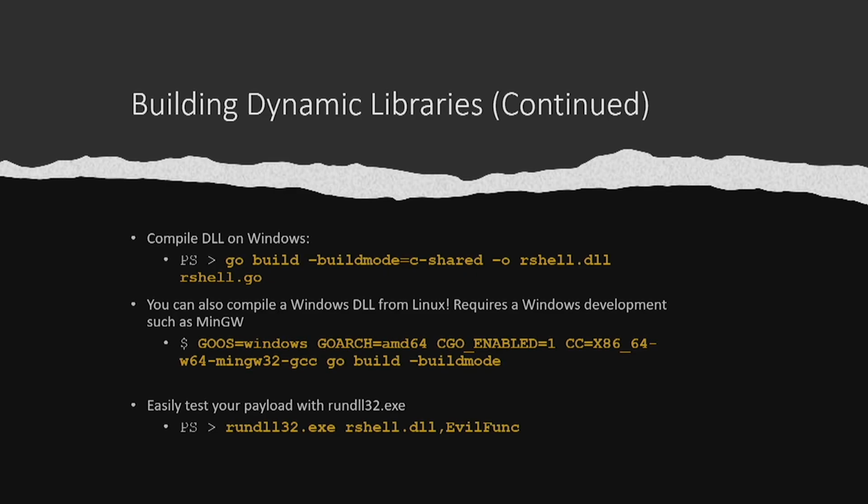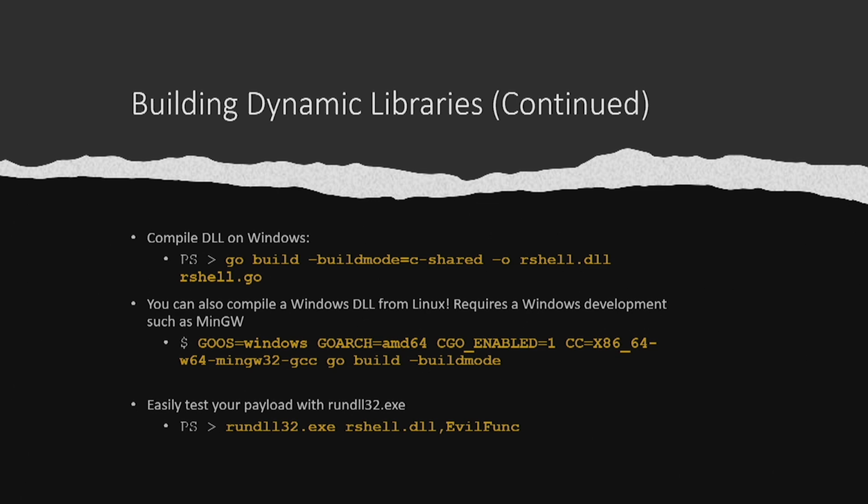Now, I mentioned that it's really easy to build EXEs cross-platform, but in my experience, it's easier to build DLLs from the appropriate operating system. In other words, if you're trying to build a Windows DLL, it's easiest just to build on Windows. I do provide an example showing that you can do it from Linux if you want to, but as you can see, the command is particularly long. It's a little bit unwieldy.